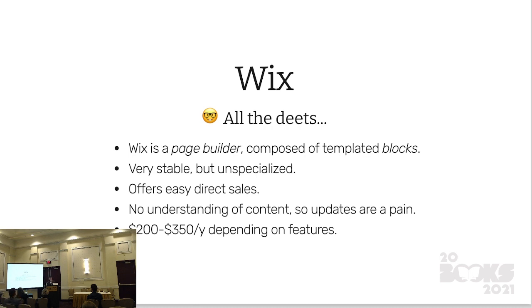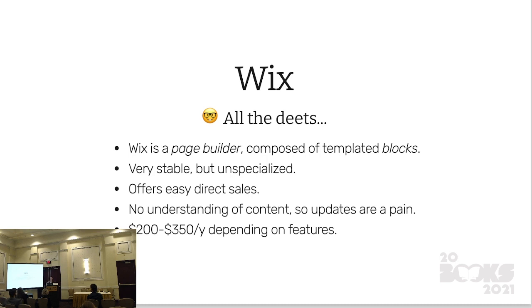One of the downsides of Wix is that updates are a pain, right? If you decide that you want to change the styles or you want to change some of the blocks on your site, you have to go to every single one of your pages and make that change. It's not going to automatically happen across the board. Wix is also more expensive than WordPress, but it's all right. Depending on which set of features you want, it's between $200 and $350. I think that's affordable. And certainly if you're at a point in your career where you want direct sales, that's definitely affordable.